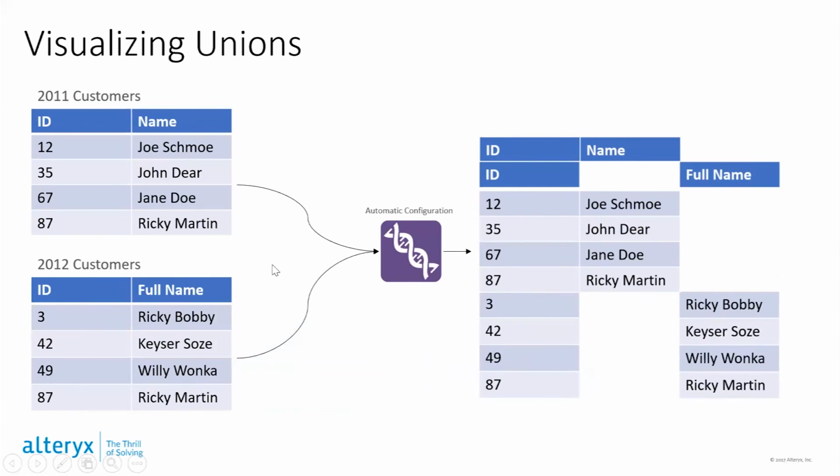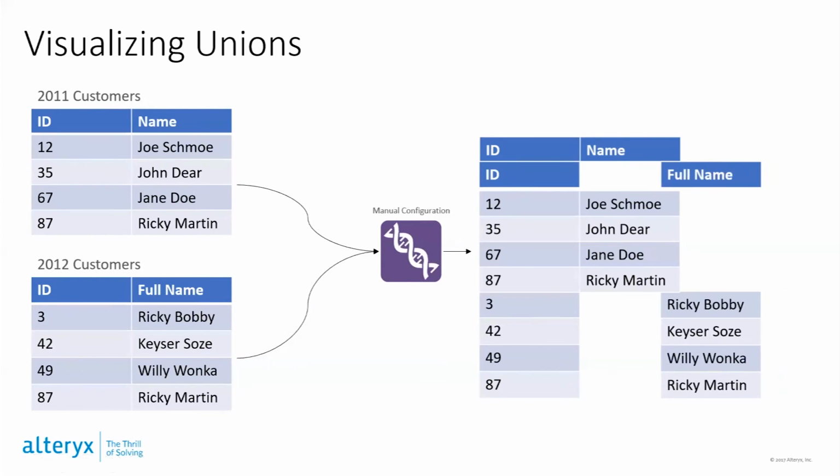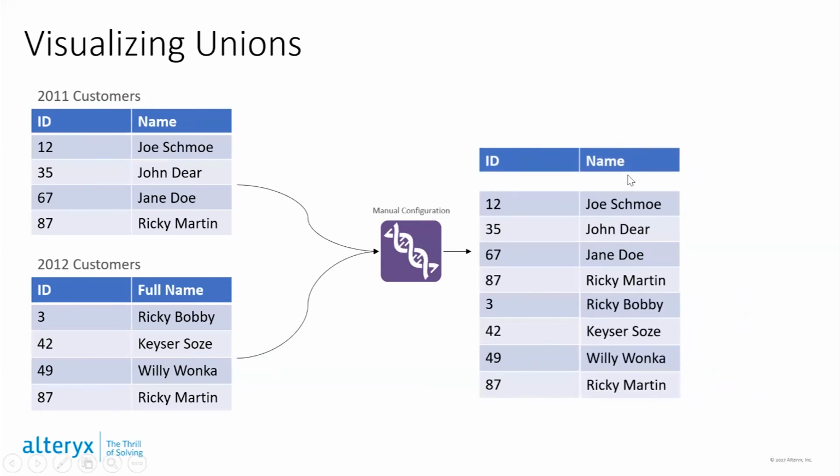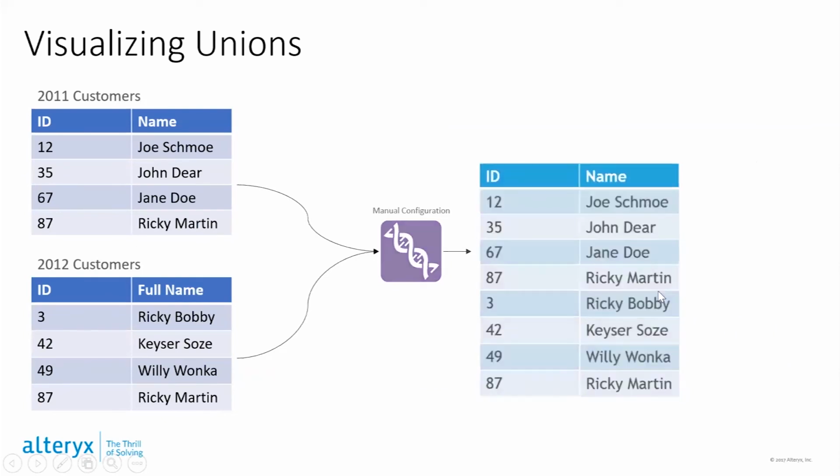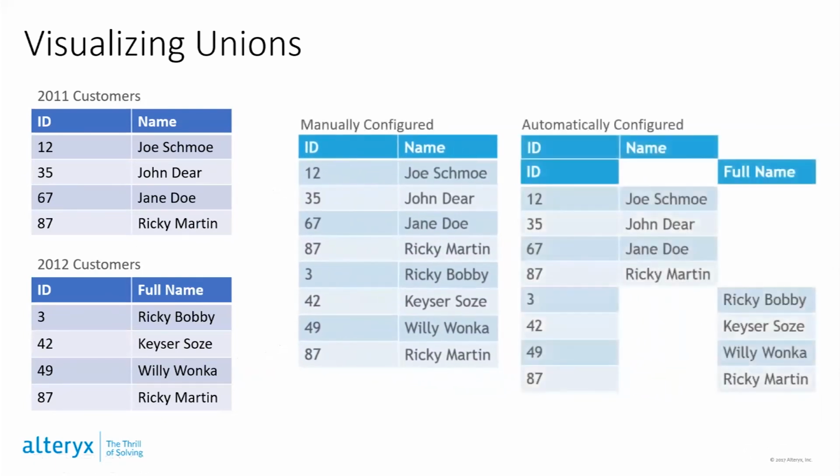But our requirement is that name and full name are the same content, only the field name is different. So we need to move this full name content here. To do that, you only have to change the parameter in the configuration window. If you change to manual configuration, you will be able to move the field here. Now all the data will be here, so both will be unioned together. Whatever output you get manually configured will look like this, and automatically configured will look like this.